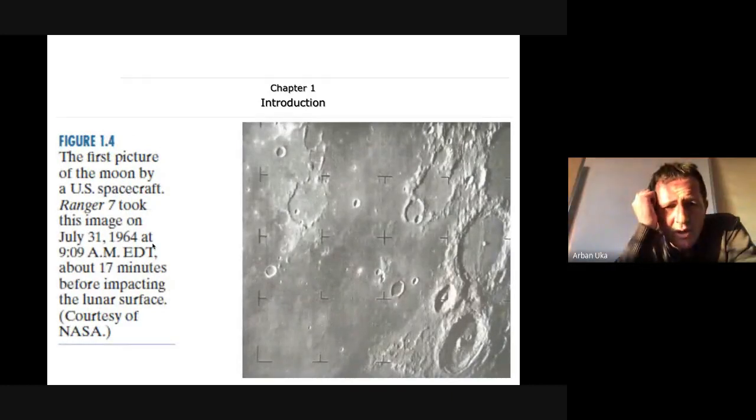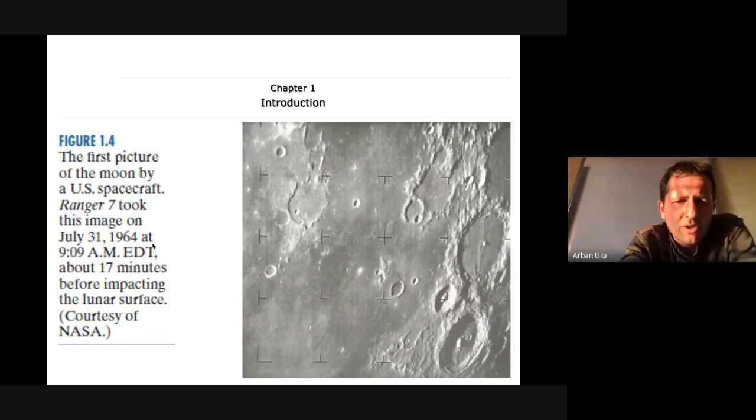Now, here we have another picture, which is the first picture of the moon taken by the spacecraft Ranger 7, taken on July 31st, 1964, at 9:09 a.m. Eastern. What is this, EDT? European, no, I don't know what this EDT is. And apparently, this was not the traditional space shuttle that sent people to the moon, but it was just a shuttle which was sending a robot and taking pictures. Now, this image is taken apparently 17 minutes before impacting.